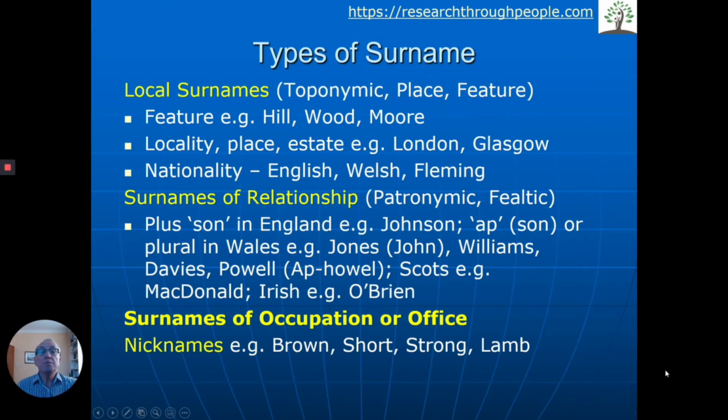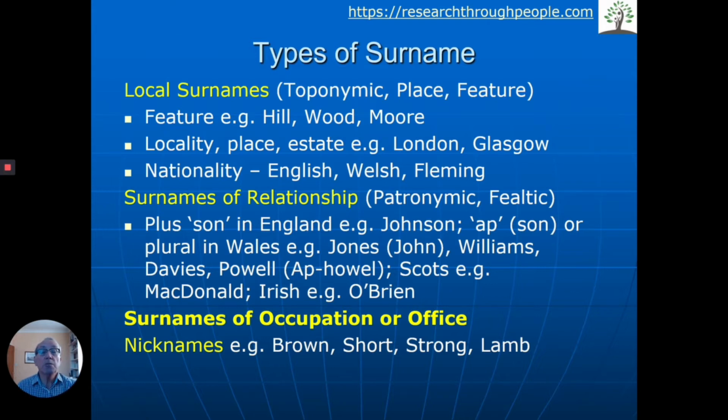Here are the four main types of surname, just to remind you. Local surnames, which may be to do with a local feature like a hill or a wood, the locality, the town, the village and so on, where the person came from, or even nationality, English, Welsh, Scots and so forth. Then there's relationship, typically the son of someone took the name, so John's son would become Johnson in England. Different in different countries. In Wales there tends to be a plural, and in Scotland Mac means son, as it does in Ireland, and O means grandson. We're going to talk here about surnames of occupation.